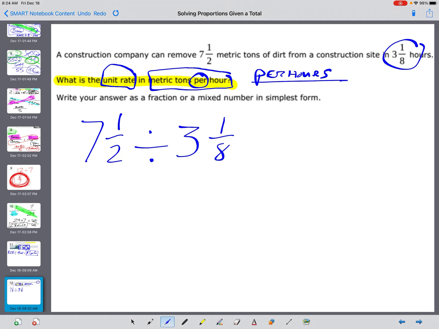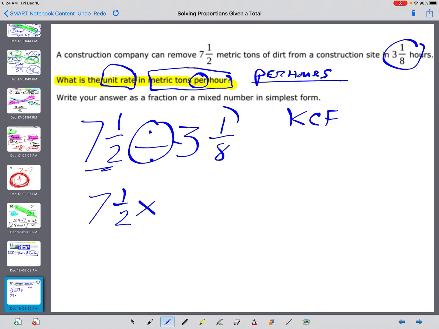And now, since we have a division problem set up with mixed numbers, we're going to use the strategy of keep, change, flip. That is where you keep the dividend the same, so just rewrite the dividend. We change the division to multiplication, and then we flip the 3 1/8. But how do we do that? First, we change it into an improper fraction, which means multiplying the denominator by the whole number and then adding in the numerator. So 8 times 3 is 24 plus the 1 gives us 25.